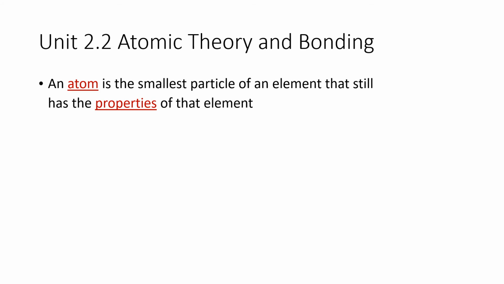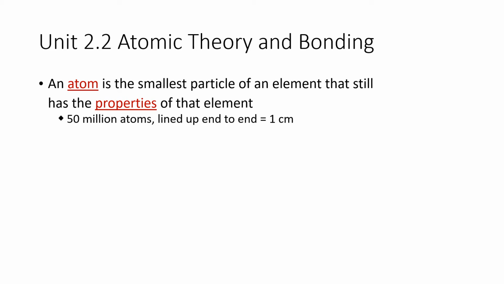So an atom is the smallest particle of an element that still has the properties of that element. Okay? So what that means is you can take oxygen, you can talk about all of the different properties of oxygen, you can talk about its melting point and its boiling point and its color and anything else you want to talk about with it. One single atom of oxygen is the smallest thing that is going to have the properties of oxygen.